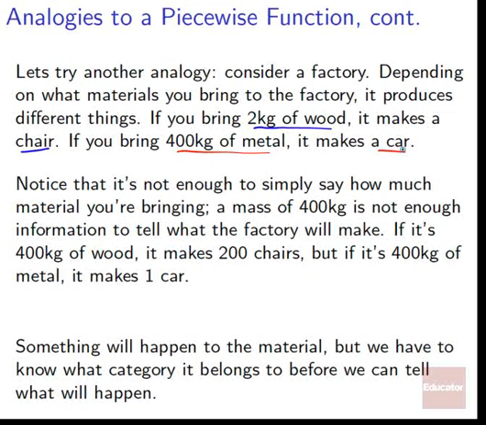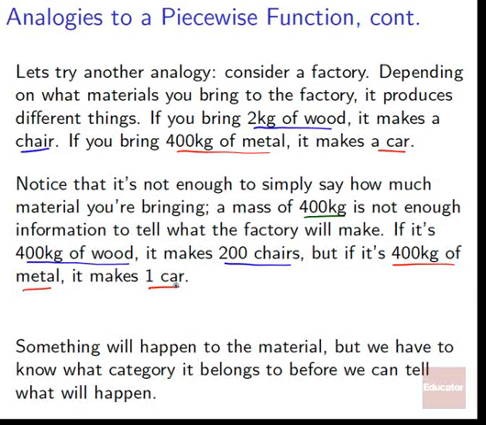Now, notice that it's not enough to simply say how much material you bring, right? If you bring in a mass of 400 kilograms, that's not enough information. We need to know, is it wood or is it metal, right? If it's wood, then 400 kilograms of wood at 2 kilograms for a chair means we'll make 200 chairs. But if it's 400 kilograms of metal, well, it takes 400 kilograms of metal to make one car, so you'd get one car. So 400 kilograms isn't enough information.